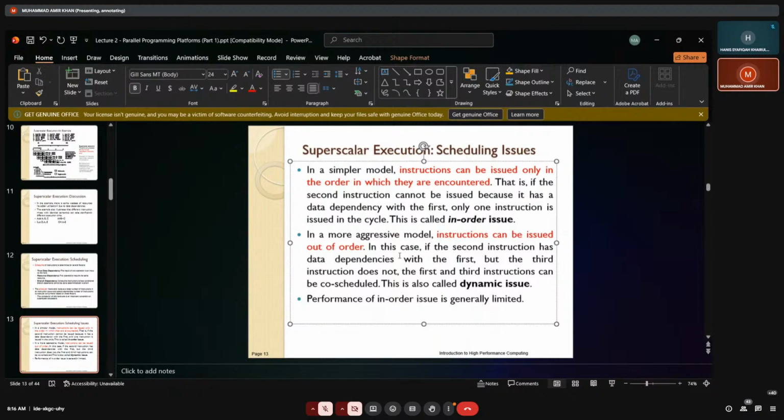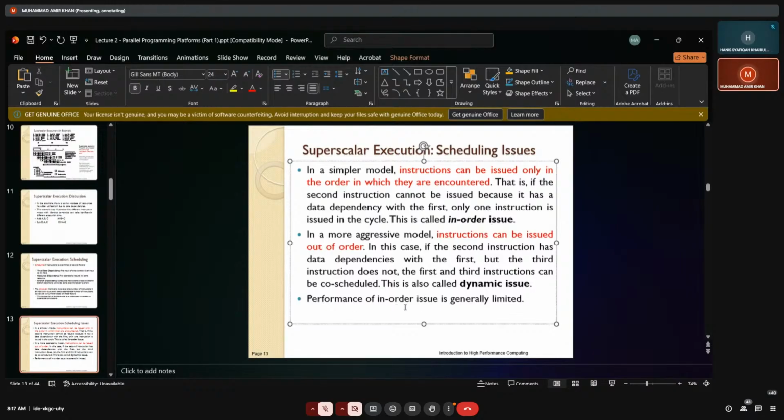But in a more aggressive model, instructions can be issued out of order. In this case, if the second instruction has a data dependency with the first, but the third instruction does not, the first and third instructions can be co-scheduled. Both will issue at the same time. The second will issue after this. This is also called dynamic issue.